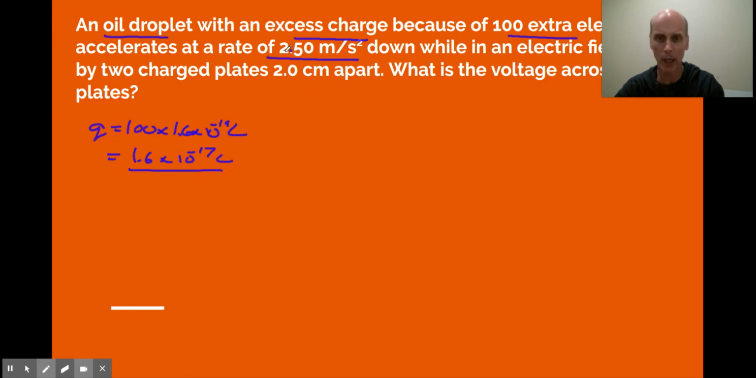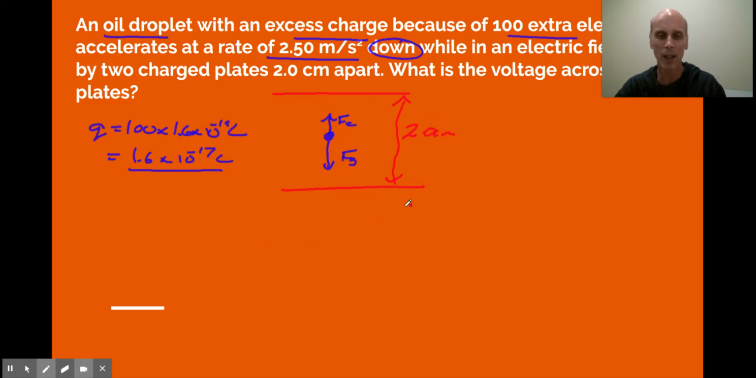It accelerates at a rate of 2.50 meters per second squared down. This is important. So in my picture, I can start with my oil droplet like this. It's got a downward force of gravity on it. It's got an upward force because of electrostatics, but this is smaller and gravity wins and it accelerates down, so we're good there. The reason we've created this field is because we have 2 charged plates, one up here, one down here. They tell us the distance between the 2 plates is 2.0 centimeters. I feel like that might become important at some point or another.